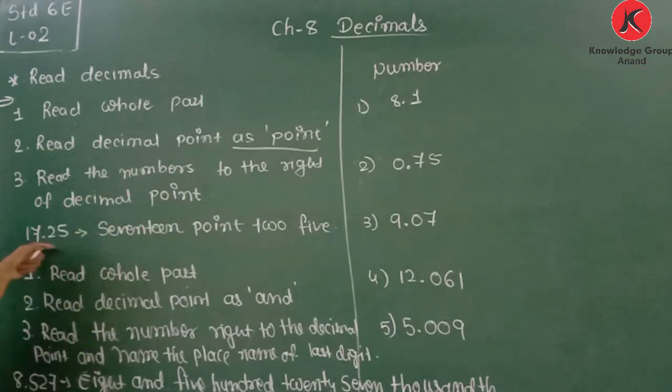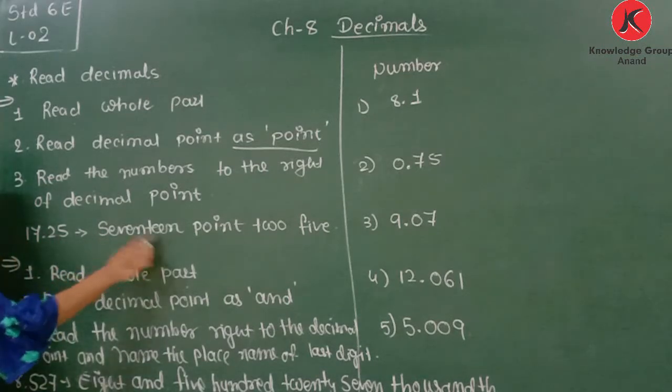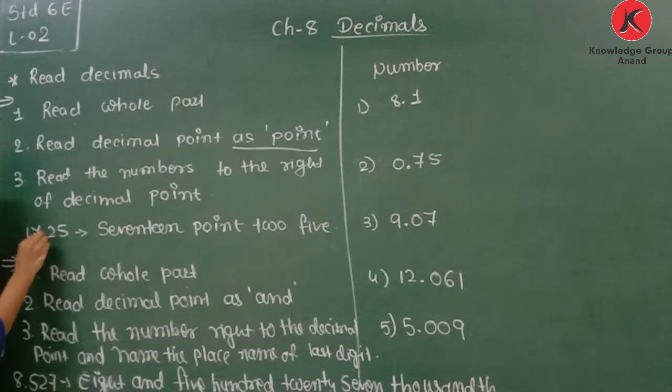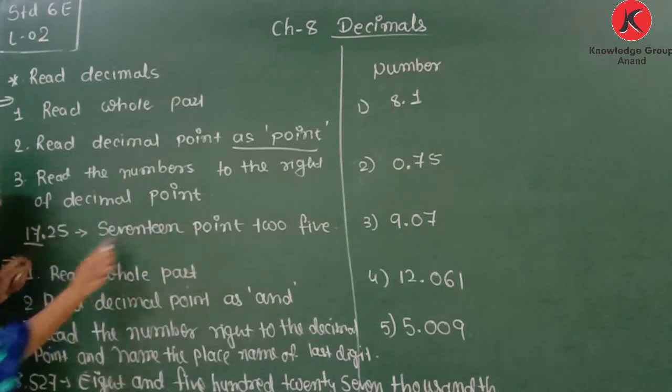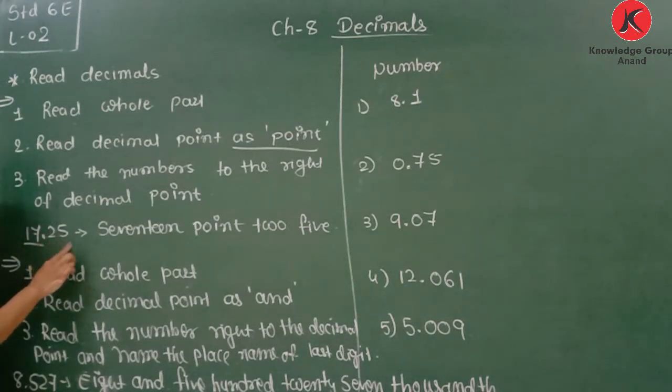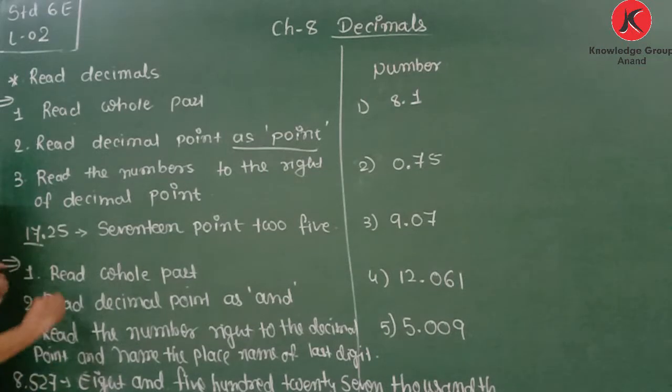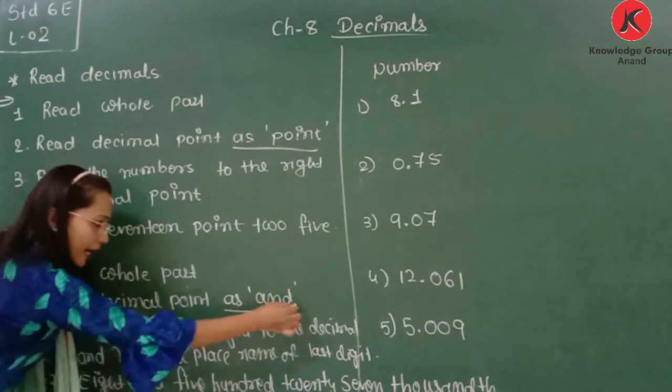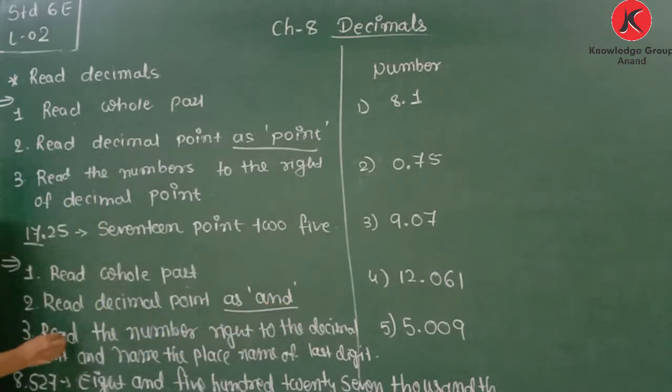So how can we read 17.25? Read the whole part, 17, then read the decimal point as "point" and the digits on the right side as 25. So it is 17.25. Clear?